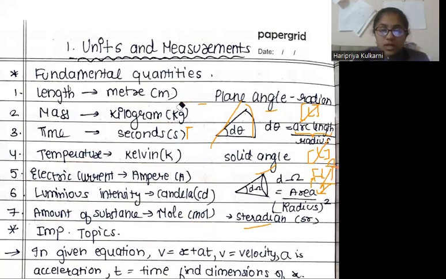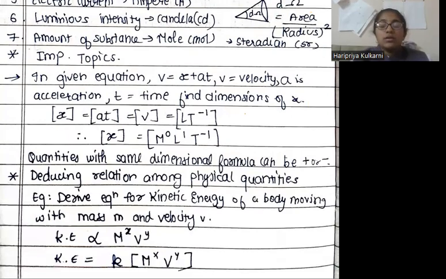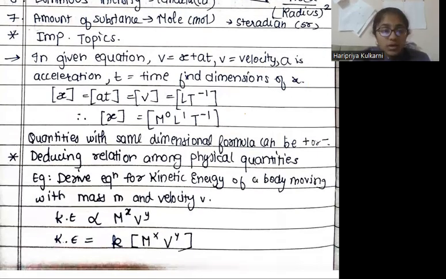Okay. Now coming to the next topic. So now what can we do with these dimensional formulas, what are the uses of it, right? So the first use is finding the dimensional formula of an unknown quantity, or a known quantity as well. Or we can check the dimensional correctness of an equation, right? So the first main rule is quantities having the same dimensional formula can be added or subtracted.